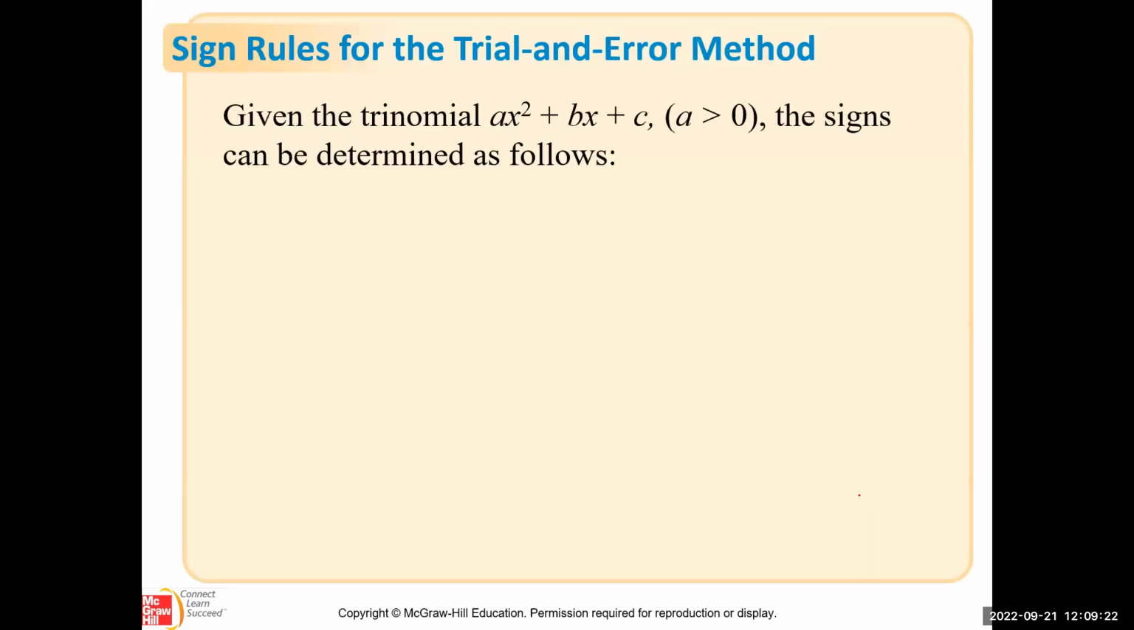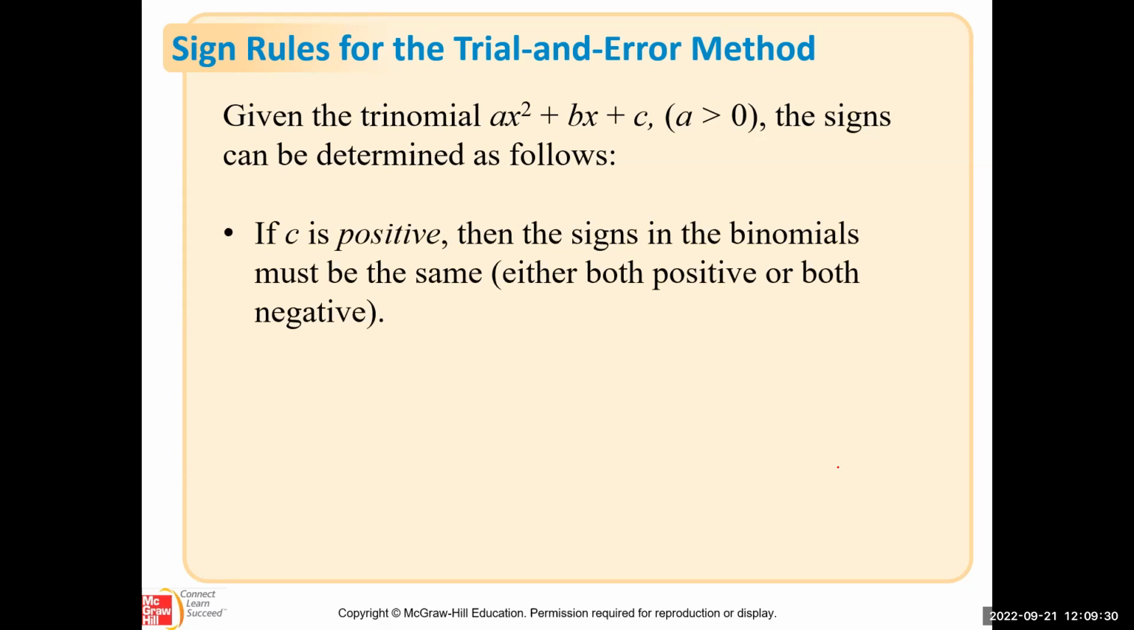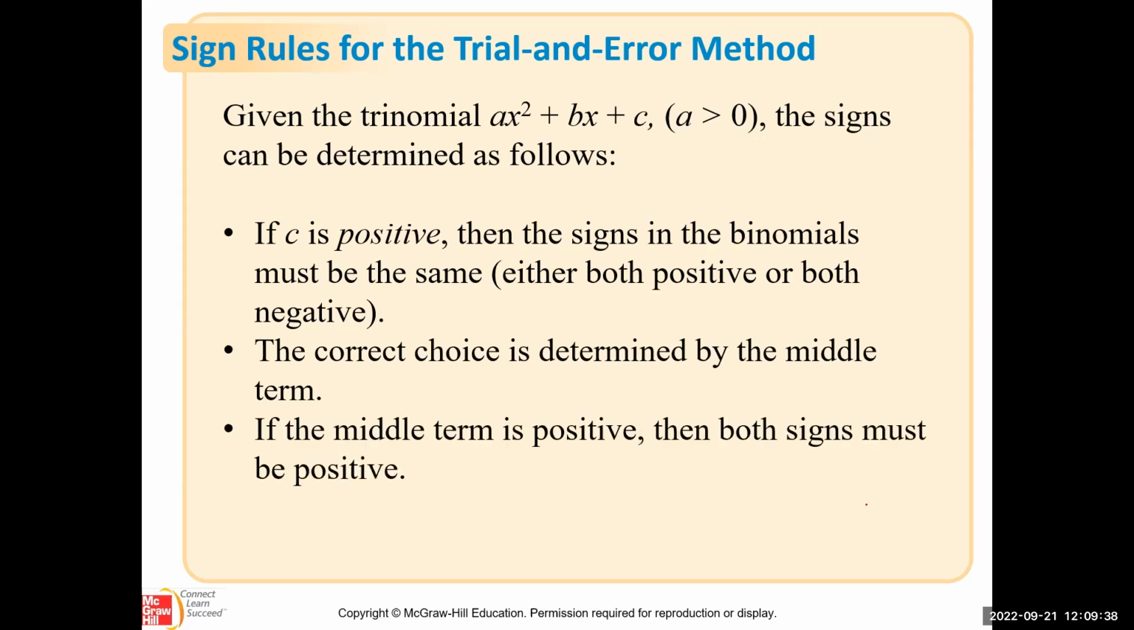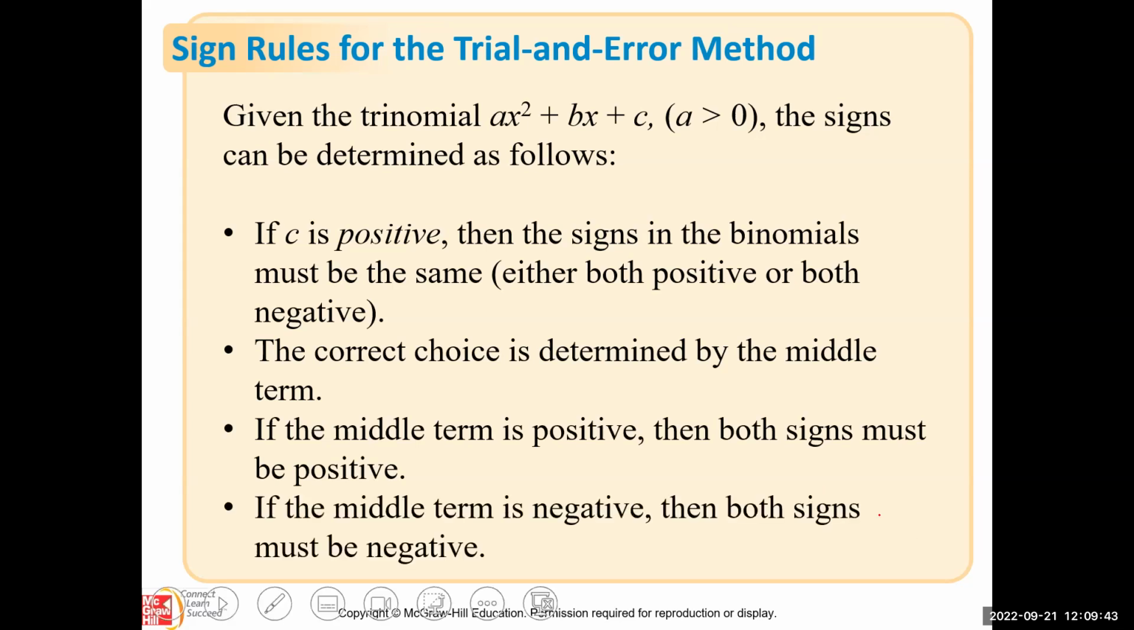You're welcome. All right, so given the trinomial ax squared plus bx plus c, a is greater than 0, the signs can be determined as follows, right? If c is positive, then the signs in the binomials must be the same. The correct choice, obviously, here is determined by the middle term. If the middle term is positive, then both signs must be positive. If the middle sign is negative, then both signs must be negative. So remember, if c is positive, then both signs are the same.